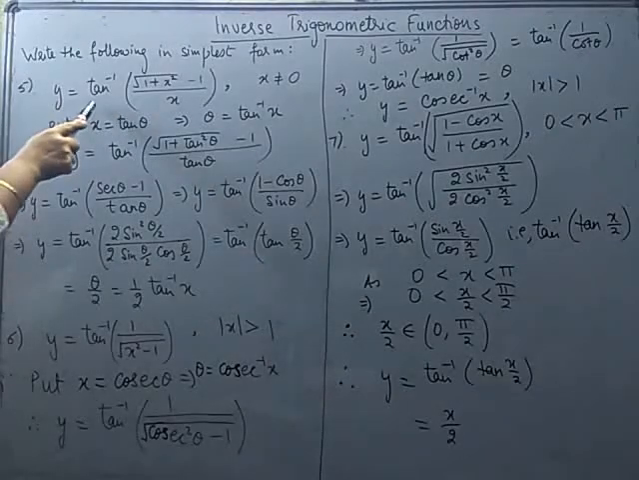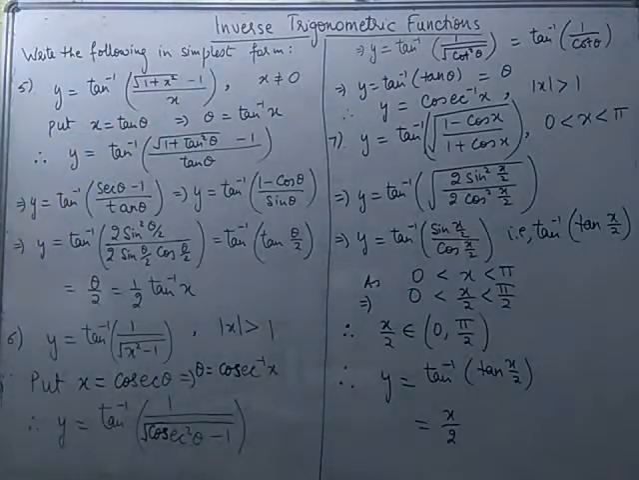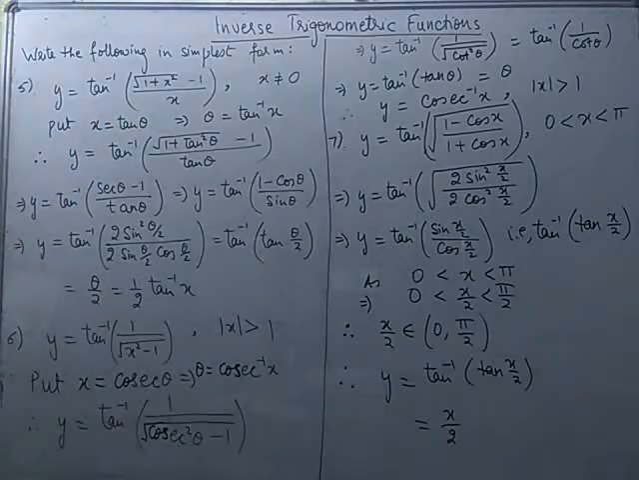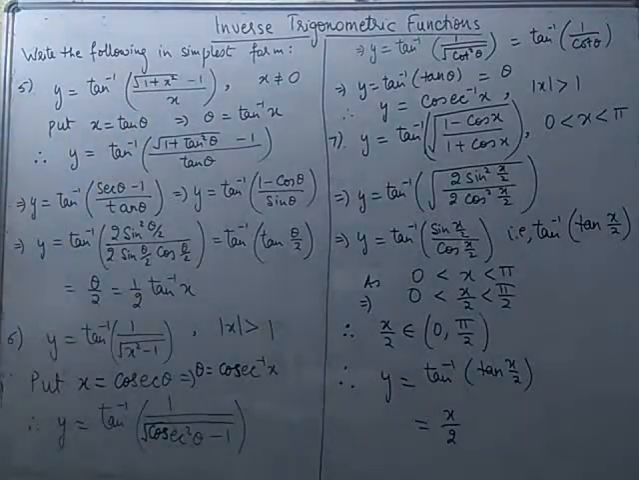The fifth one is tan inverse of square root of 1 plus x square minus 1 over x. I am naming it y. So we are going to simplify y. For this, you can use the substitution x is equal to tan theta. See, this is a sum of two perfect squares. So you will quickly get an idea what x should be replaced with.